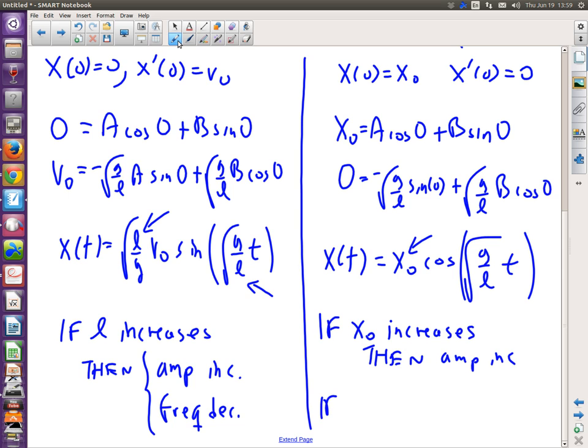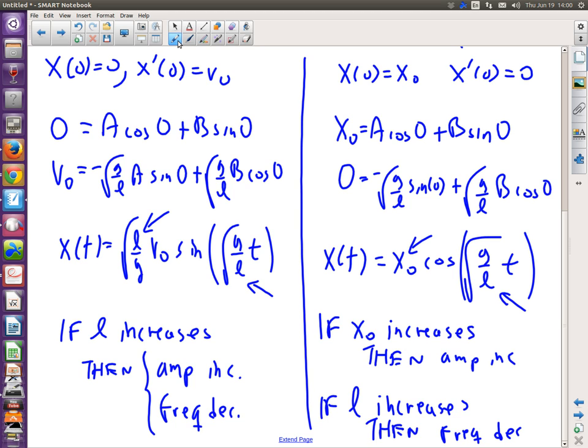And if L increases, like last time we were asking that question, then the frequency of oscillation also decreases. Then the frequency decreases again, because of where L is now. There you go. All right, so that was number 4.